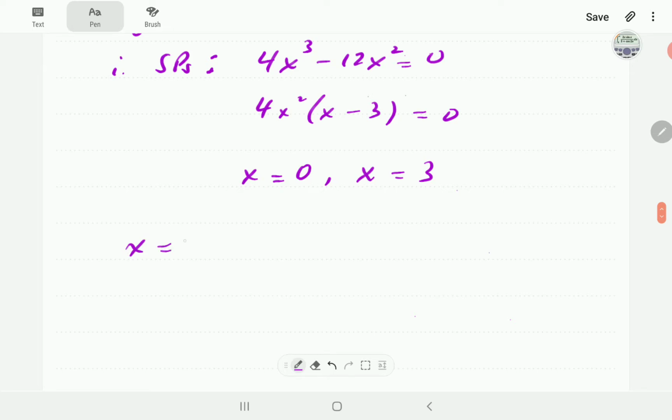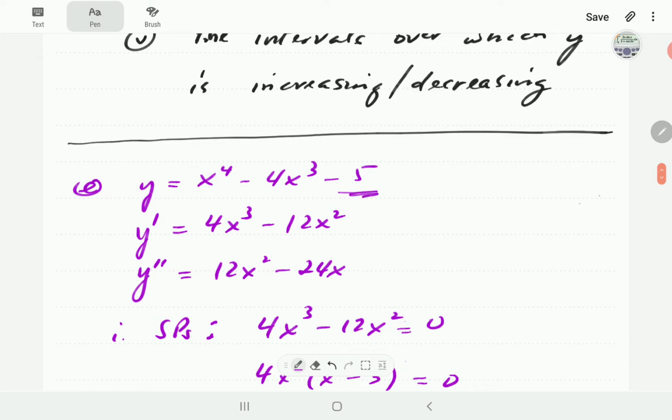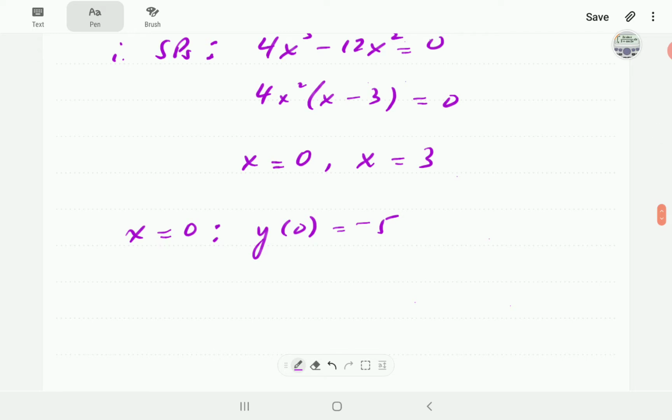Then we analyze each of those. So at x equals to 0, the first thing we need to find is the y-intercept, the y-coordinate, and in this case it's simply going to be the constant term here. So that means our stationary point coincides with the y-intercept.